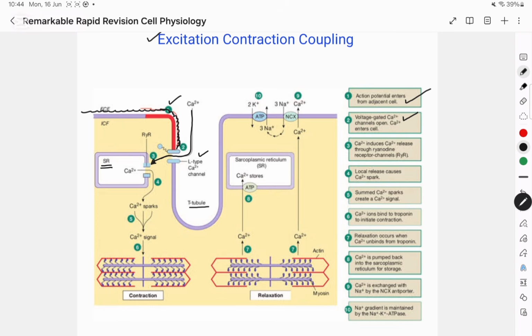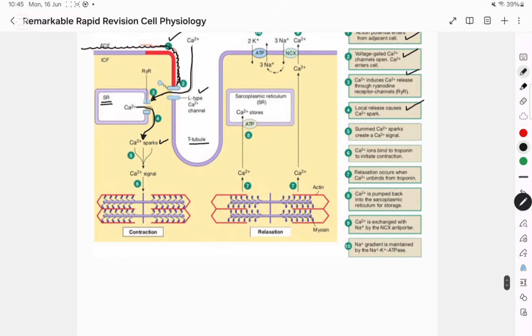Sarcoplasmic reticulum is basically an organelle in the muscle fibers which is the reservoir or storage of the calcium. So in step 3, calcium release through the ryanodine receptor channels. So the calcium will be released and it will move in the cytosol, and here it is known as the calcium spark, as written here that in step 4 calcium release causes calcium spark. So in step 5 there is a summation of the calcium spark. All the calcium, they sum up and create a calcium signal.